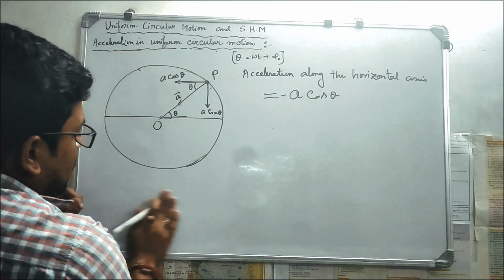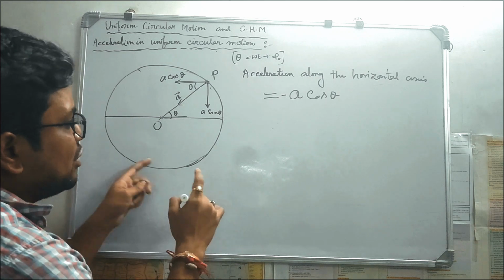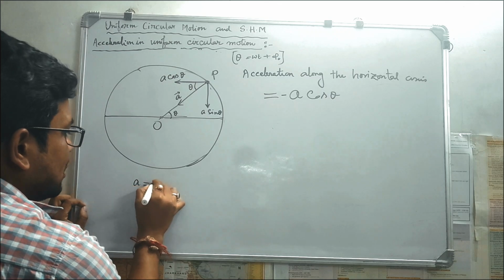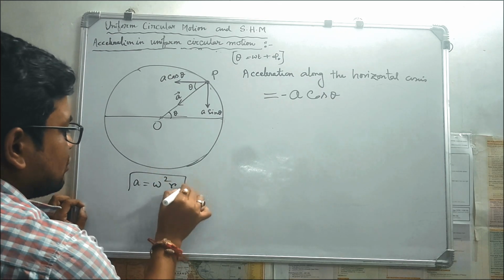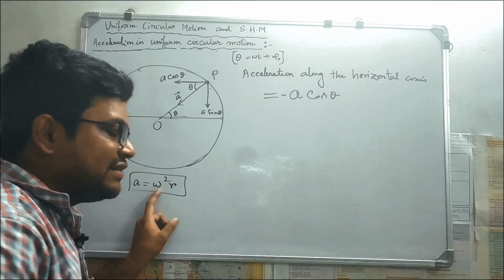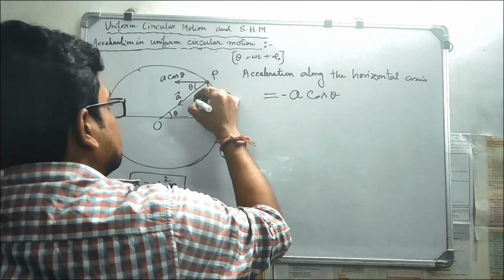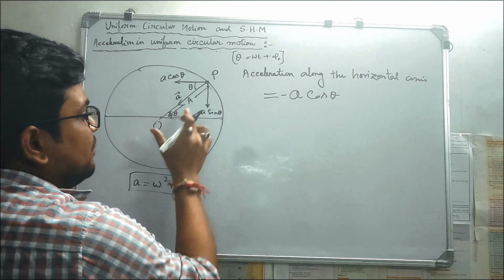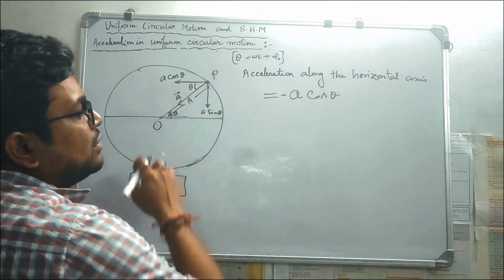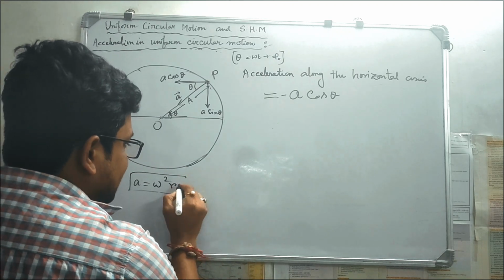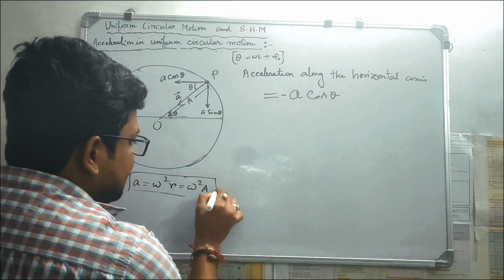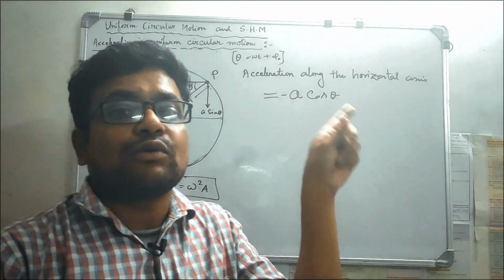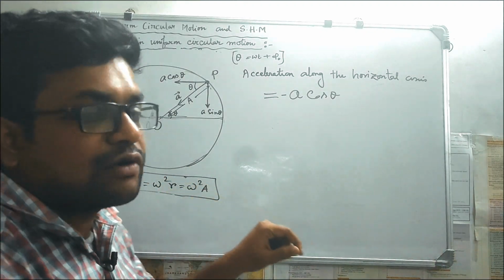And we know the relation between the acceleration and omega. Omega means angular velocity. So A equals omega square r. Omega is the angular velocity, r is the radius. In this figure, this is the mean position, this is the extreme position, and the amplitude itself is the radius. So instead of radius r, I can write omega square A. This is the formula we get from uniform circular motion calculation, right? Acceleration equals omega square A.